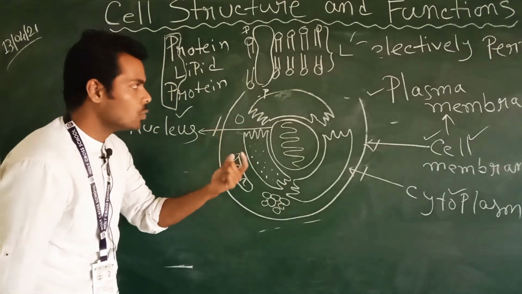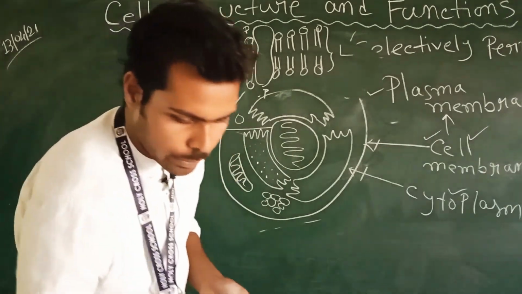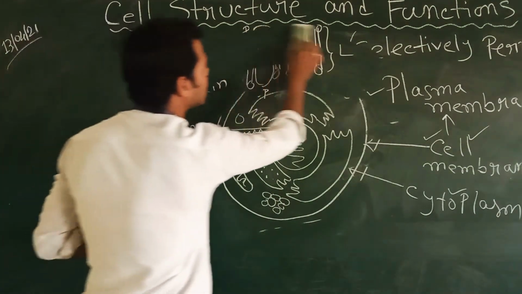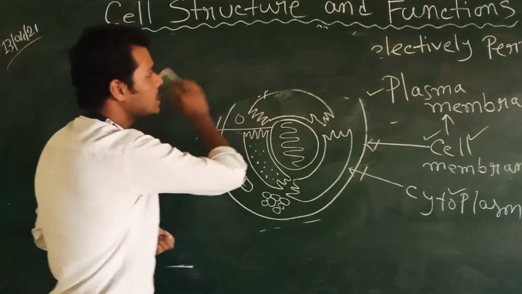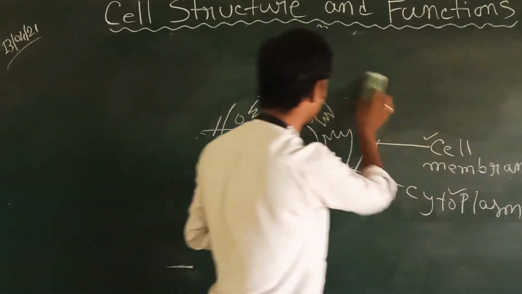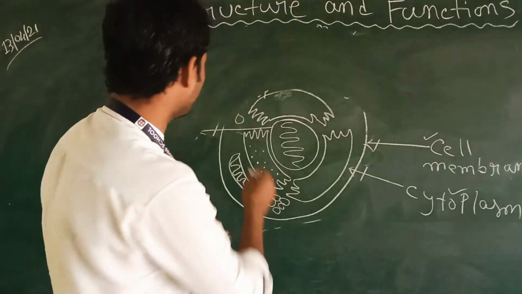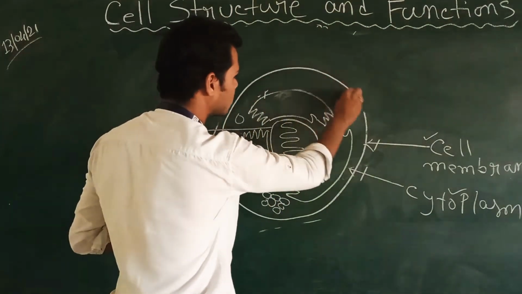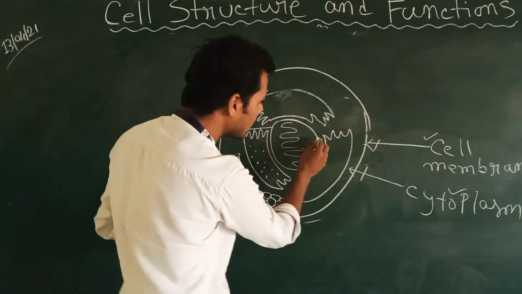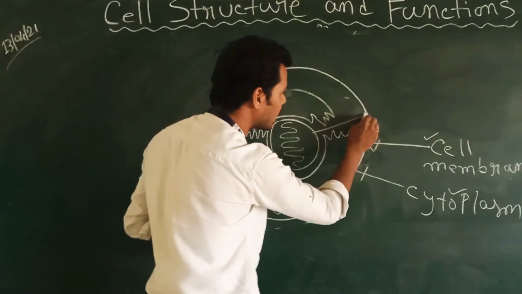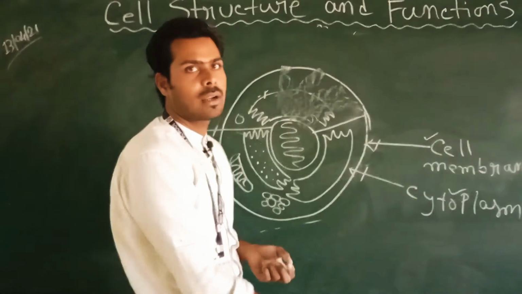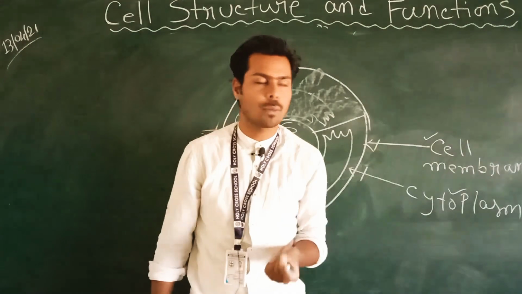Now let us talk about the cytoplasm. What is cytoplasm? Cytoplasm is the jelly-like structure which extends from the cell membrane to the nuclear membrane. Just now I told you, cytoplasm extends from the plasma membrane, the cell membrane, to the nuclear membrane. This entire area is covered by a jelly-like structure which is called cytoplasm.